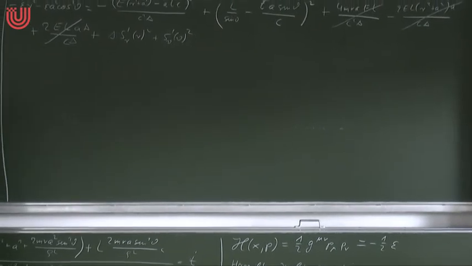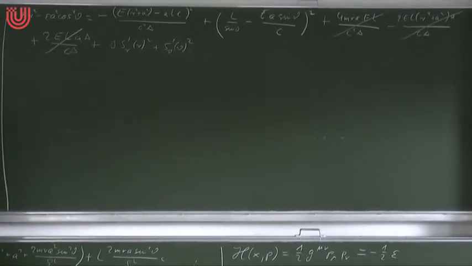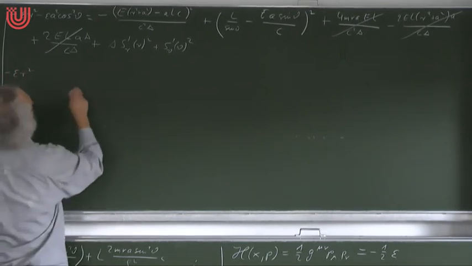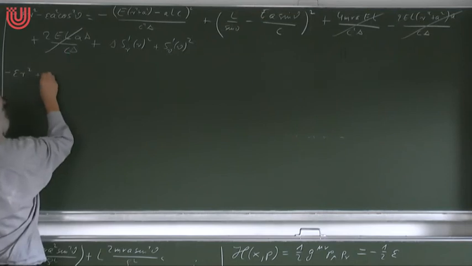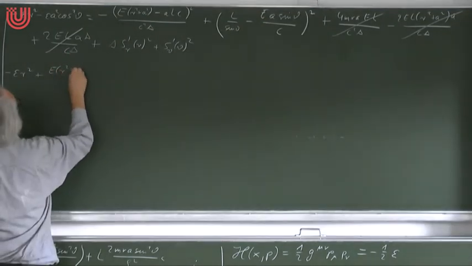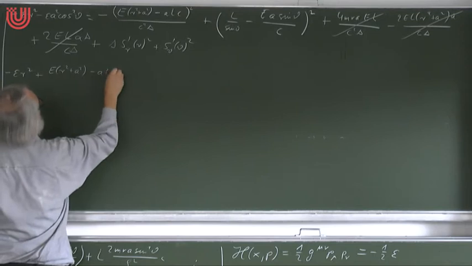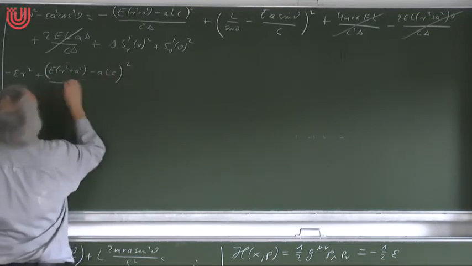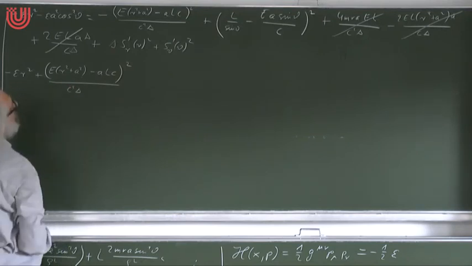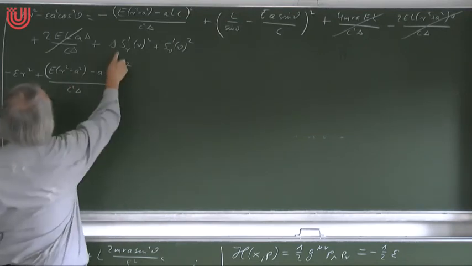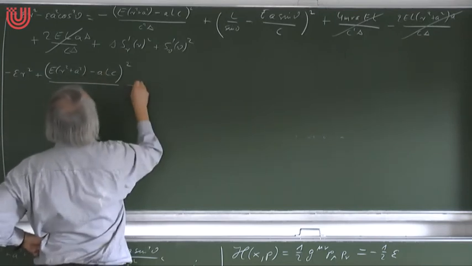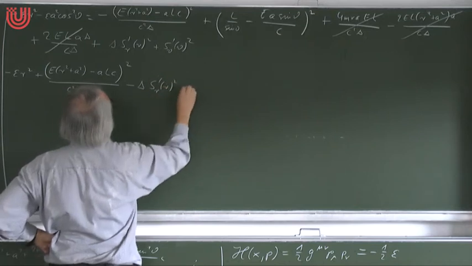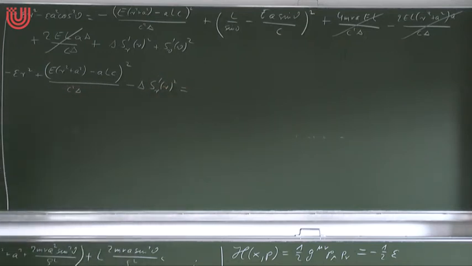So now we can collect all terms with the r on the one side and all terms with the theta on the other side. So we have minus epsilon r squared. This comes to the other side, plus e r squared plus a squared minus ALC squared over c squared delta. Where else is an r? Here. This goes to the other side, so it becomes minus delta SR prime R squared. And now all the other terms on the right-hand side.